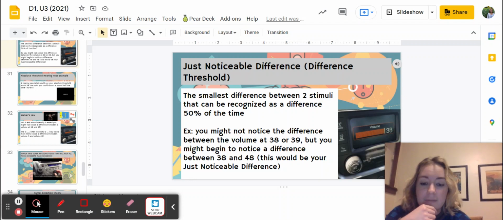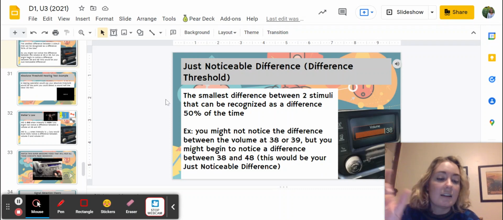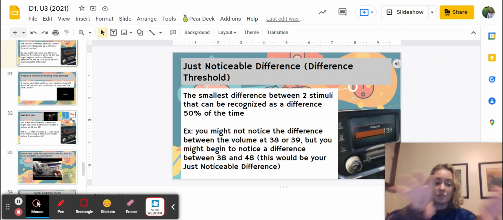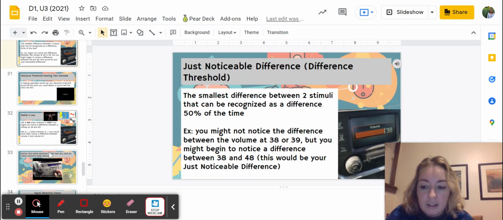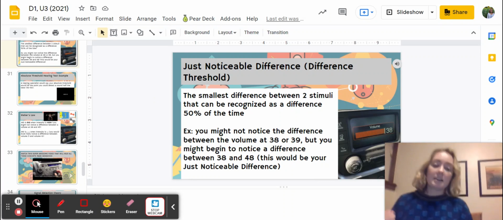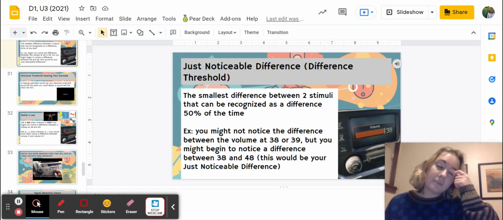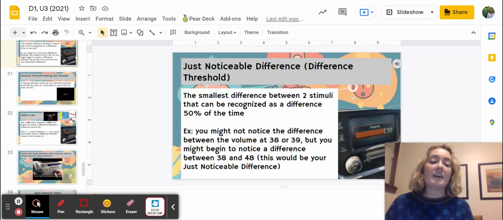They turned it up a little bit, right? So just noticeable difference is the point where you can recognize that there is a difference between two things. Another example of that is if you're at the gym doing weights. If you're blindfolded, are you going to notice the difference between a 5 and a 6 pound weight?